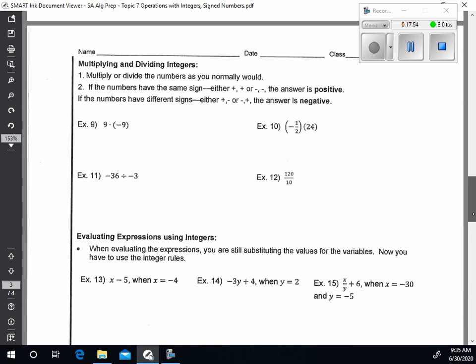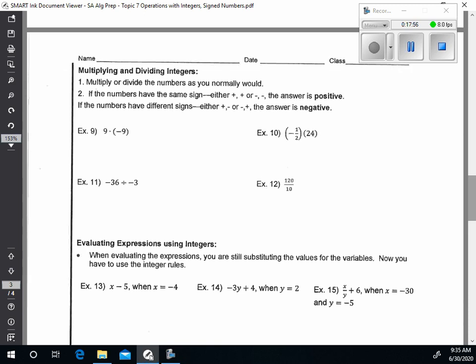Moving into multiplying and dividing. Very, very simple rules. You multiply or divide the way you normally would. However, if the numbers have the same sign, the answer is positive. If the numbers have different signs, the answer is negative. So, same sign when you're multiplying or dividing.